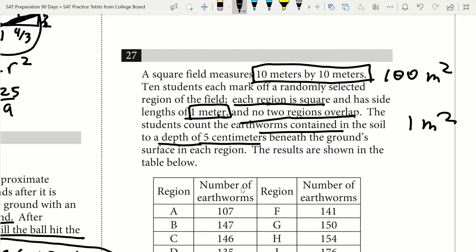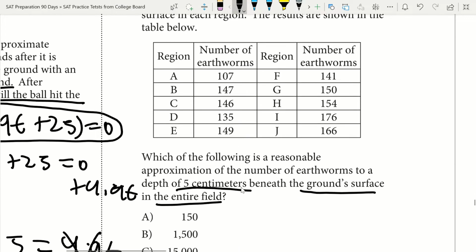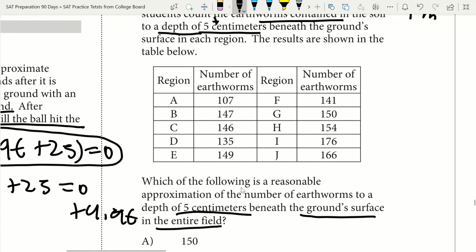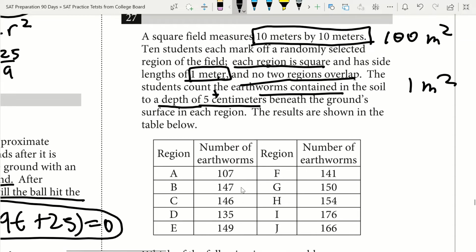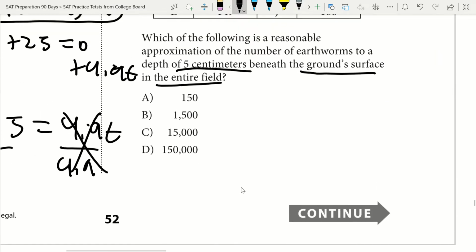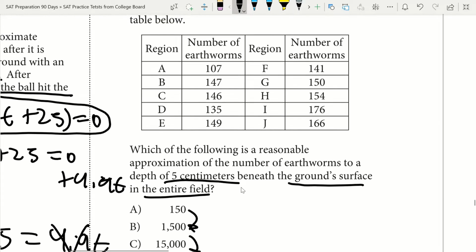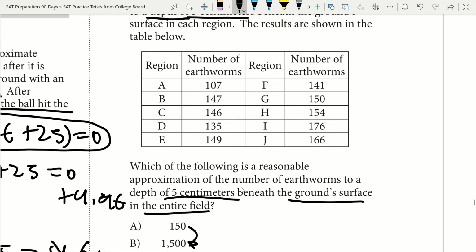Okay, and then they're counting the number of earthworms at a depth of 5 centimeters. And we know that we're asked about the entire field being to a depth of 5 centimeters, so that 5 centimeters there is going to cancel basically. So now we're going to have the number of earthworms in these regions. Okay, I see that I have in my answer choices differences of factors of 10, so I don't really have to worry about being too accurate in counting my average right here between all of these regions because that's wasting time.